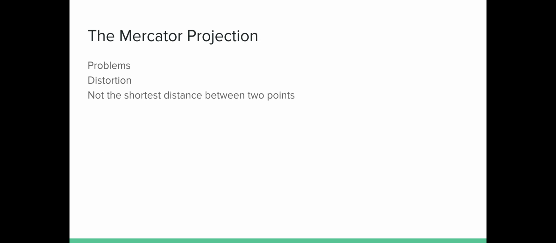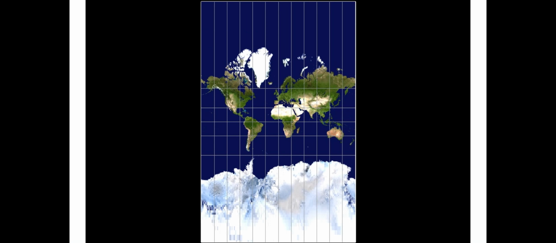Okay, now the problem, though, is that we do have this distortion, and it's a distortion in terms of size, which I'll show you. And then it's also not the shortest distance between these two points. So yeah, I can go northwest, I can get there, but there might actually be a shorter way to get there that's not apparent based on the map itself.